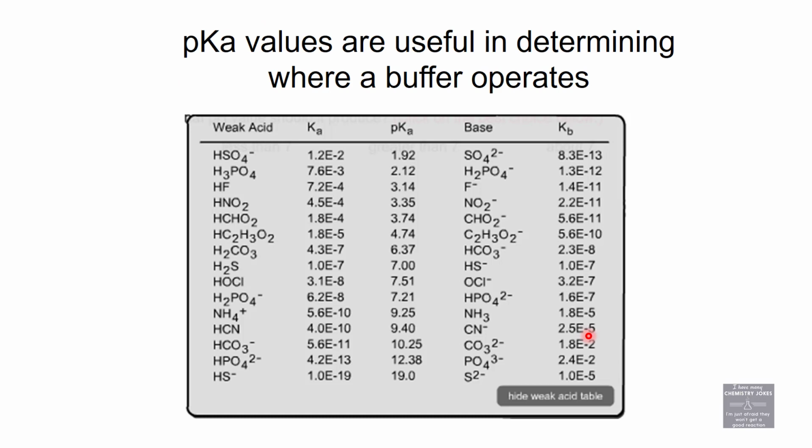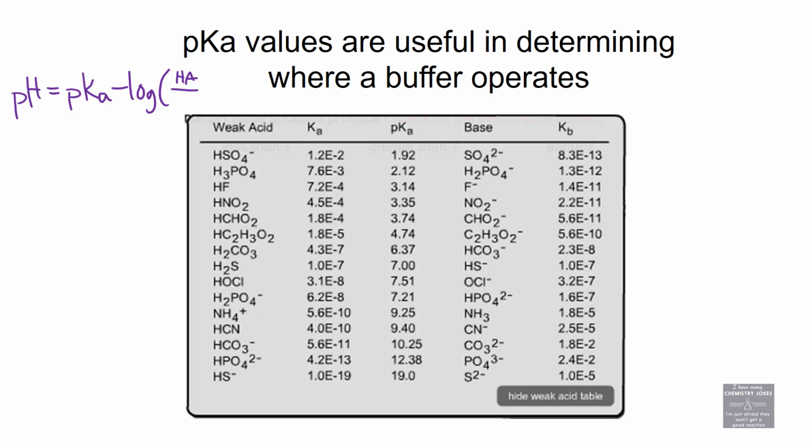pKa values are useful in determining where a buffer operates. What the heck does that mean? This table that we've been using for a while now, we've probably not even noticed this column in the middle that says pKa. pKa is useful for telling you where a buffer can operate. What does that mean? Well, let's do a little bit of numbers crunching. A buffer can resist dramatic changes in pH, but it can only really do so within a certain range.